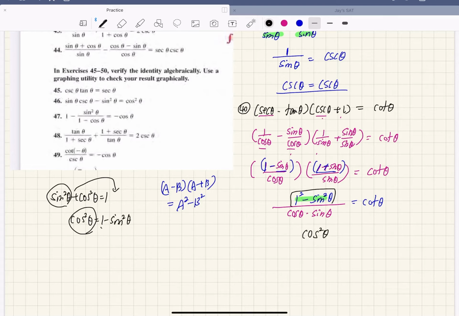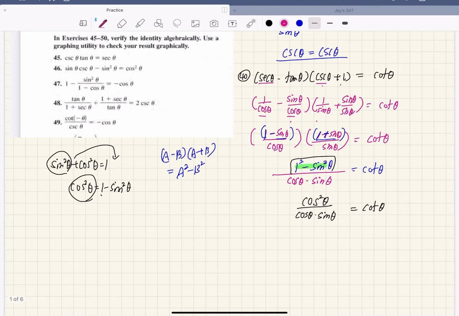So cosine squared theta over cosine theta times sine theta in the denominator equals cotangent theta. And then you divide the first fraction on the left side. You can divide the numerator and denominator by cosine theta. So 1 cosine theta cancels out, 1 cosine theta cancels out. So the numerator is just cosine theta, the denominator is sine theta, equals cotangent theta. According to the quotient identity, cosine over sine is equal to cotangent theta. So cotangent theta equals cotangent theta.